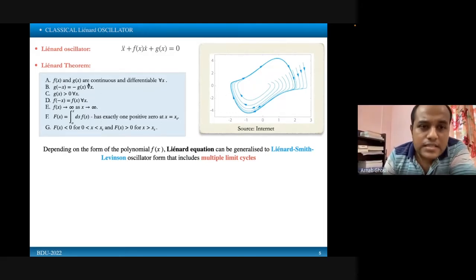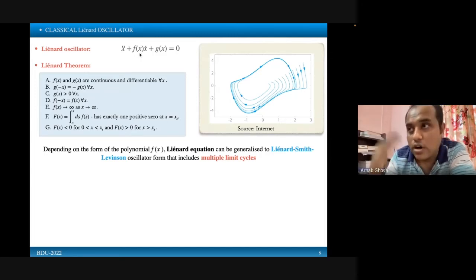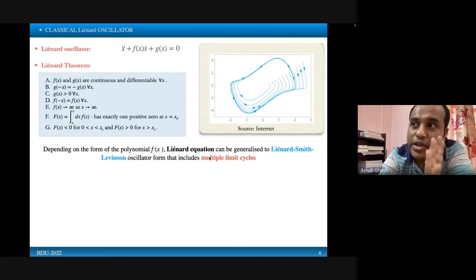According to the Liénard theorem, the system must have at least one stable limit cycle. Depending on the form of f(x), if it is a polynomial of higher degree, this can be generalized to what is known as the Liénard-Levinson-Smith oscillator forms, which may include even multiple limit cycles. We will also do the same with the van der Pol and the Rayleigh oscillators, as a general family from the same interaction Hamiltonian.